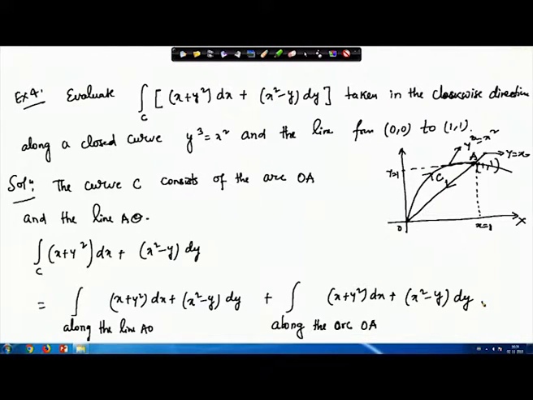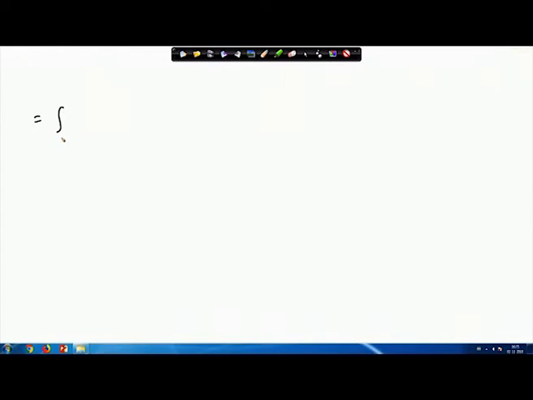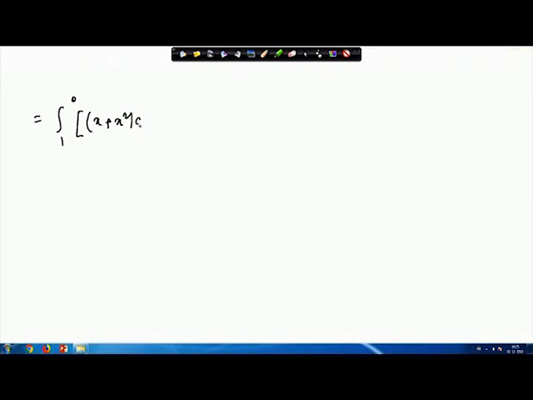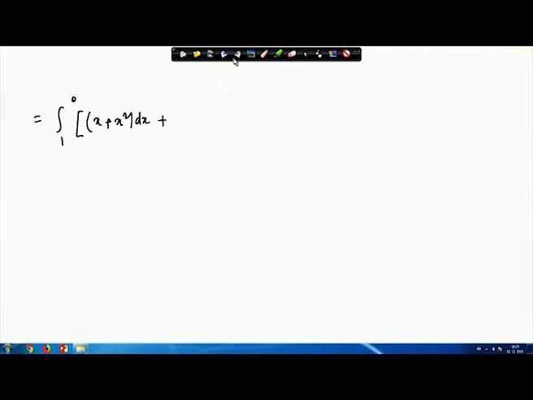Now along the line y equals x, I can substitute y equals x here, and y equals x here, and x will vary from basically 0 to 1. So let us do that. So along the line AO, x is varying from 1 to 0. So we can write it as 1 to 0. I have x plus y square. So y equals x along this line. So I can substitute y equals x, x plus x square dx plus I have x square minus y. So y is again x. So let us substitute that, x square minus x, and dy equals dx.